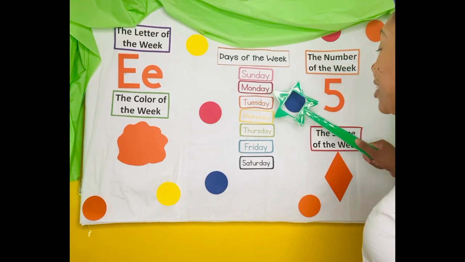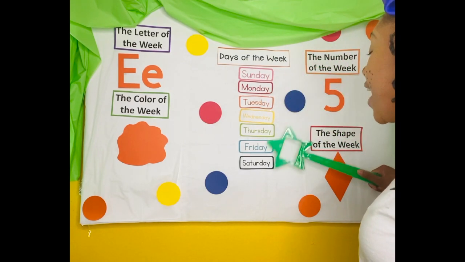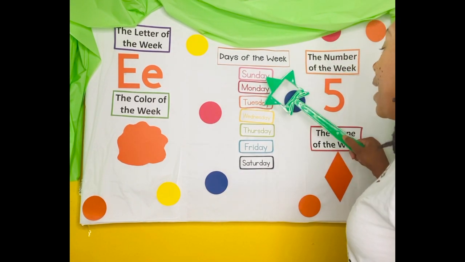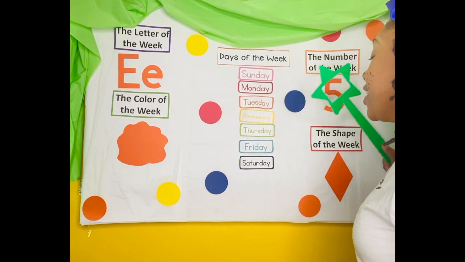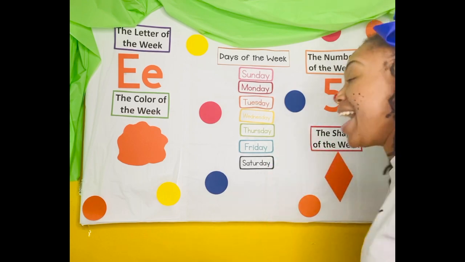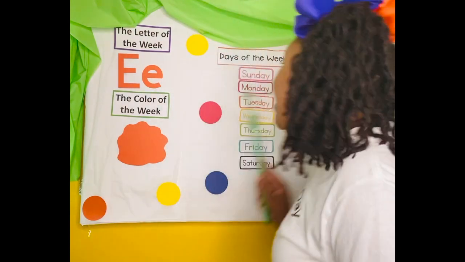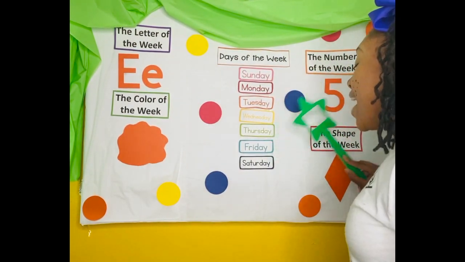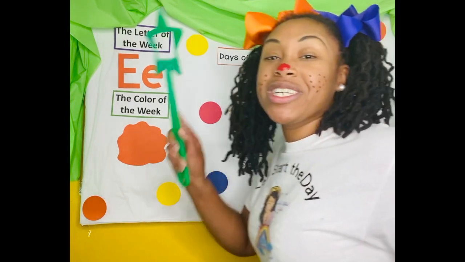Sunday, Monday, Tuesday, Wednesday, Thursday, Friday, Saturday, then we start again. Sunday, Monday, Tuesday, Wednesday, Thursday, Friday, Saturday, then we start again. Then we start again. Sunday, Monday, Tuesday, Wednesday, Thursday, Friday, Saturday. Then we start again.